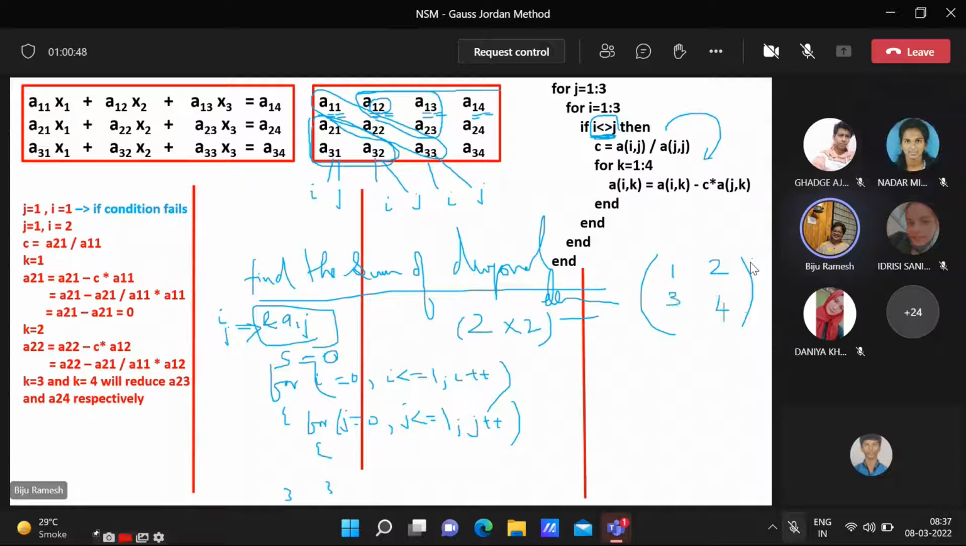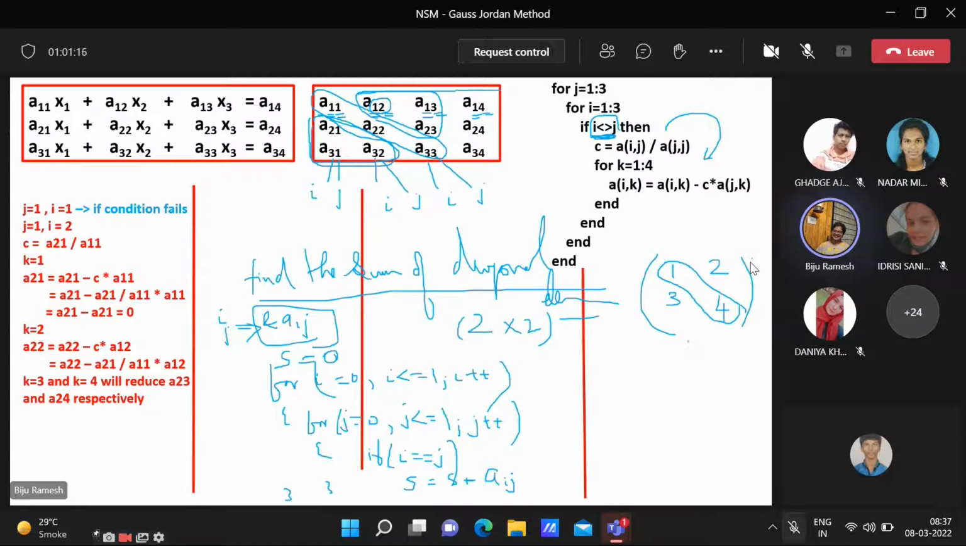I want to find the sum of 4 and 1. What should I write here? If I equal to J, then we want to sum. Yes, if I is equal to J, then I say S is equal to S plus A[I][J]. I get the sum of 1 plus 4. I'll get it in S, and if I print S, I'll get 5.